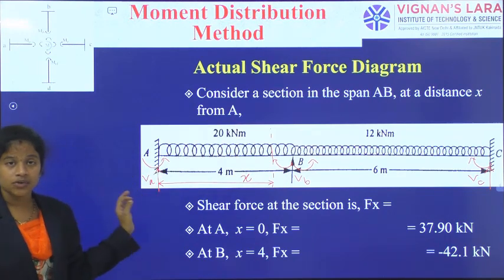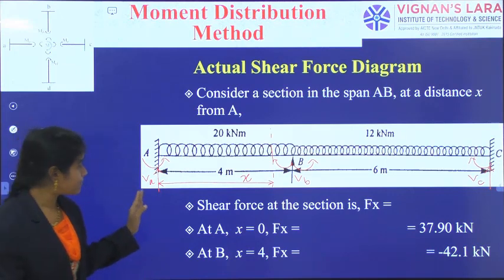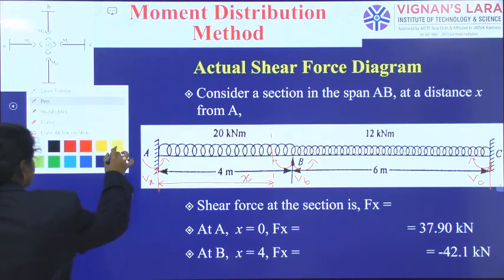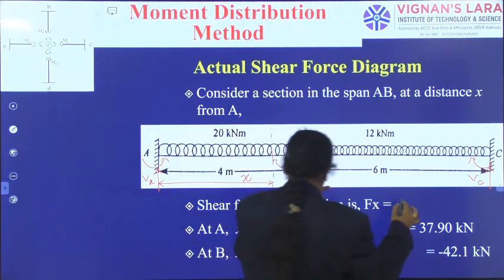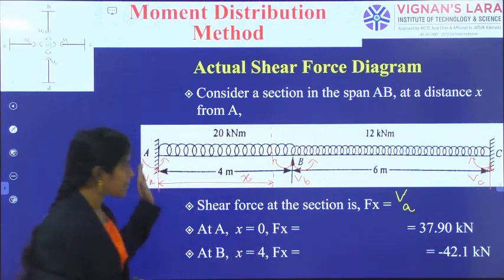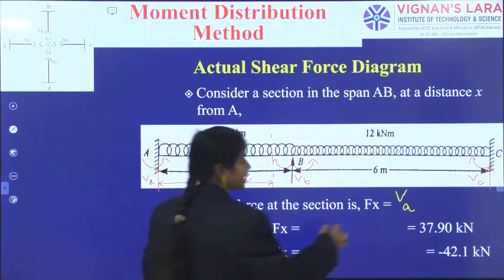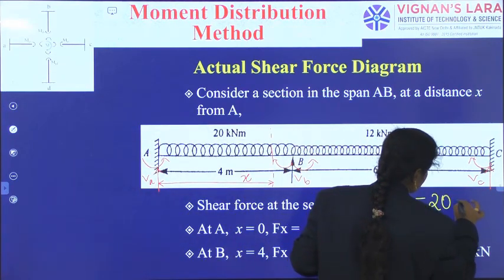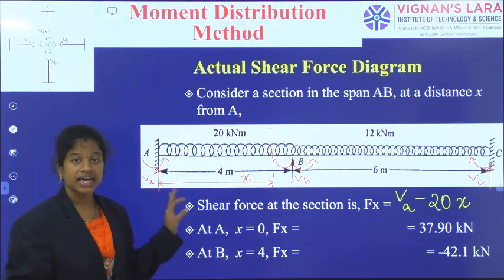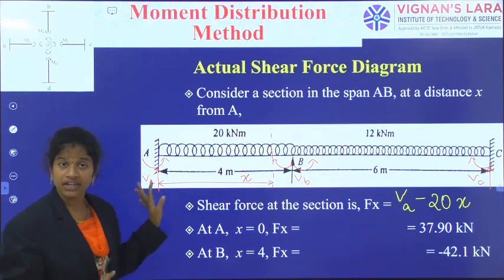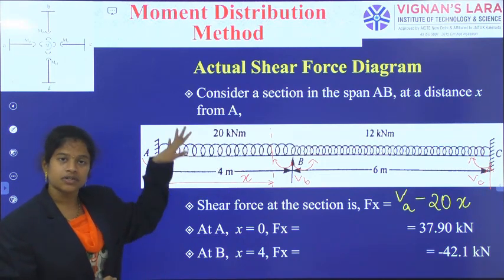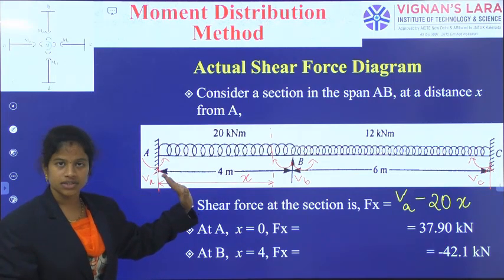The left side forces summation is left side upward VA and minus 20x. So VA minus 20x. That is the equation up to this point. Any other vertical load is there? Only moment is there. I don't want the moments. Only vertical forces, intensity into length, the corresponding loads. That's it.